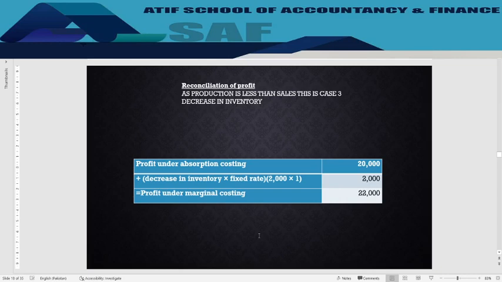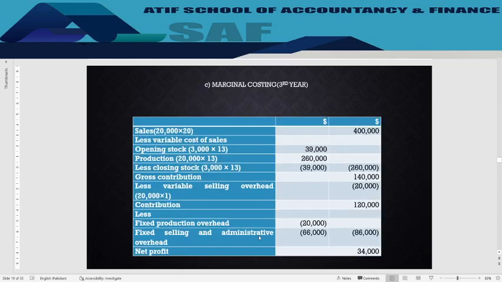And in the third year, we have sold 20,000 units and produced also 20,000 units. 20,000 units at the rate of $20 per unit, the total sale revenue is 4 lakh. Closing stock in the last year is 3,000 units. This is the same as the opening stock for this current year, the third year. Plus production less closing stock gives you a variable cost of sales of 2,60,000.